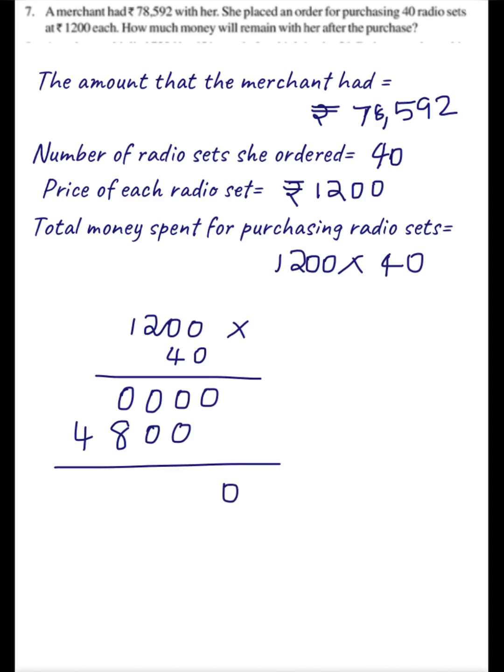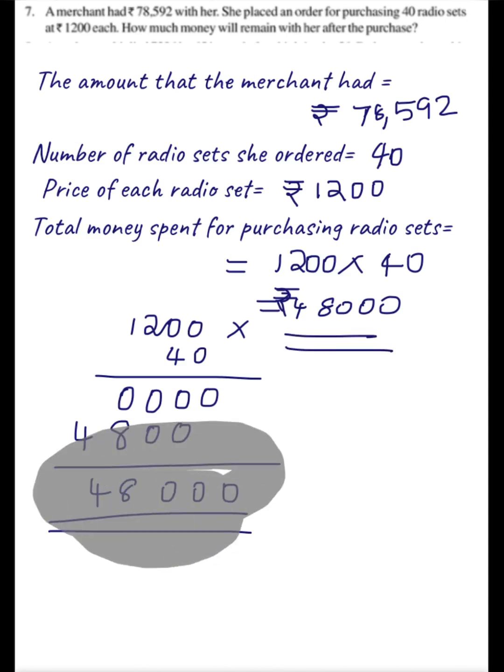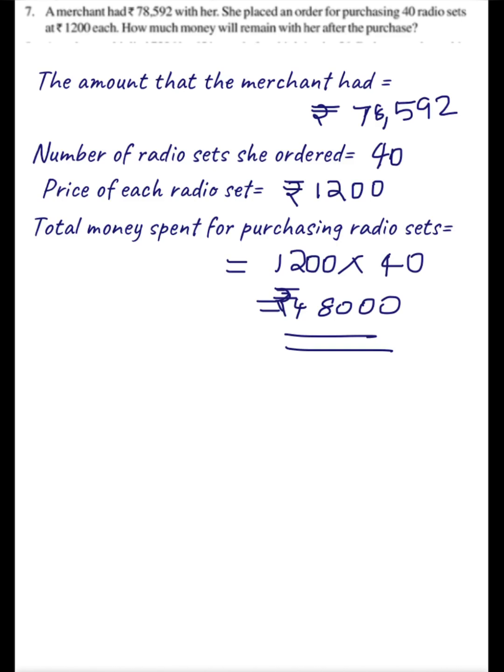Okay. So what will be the answer? 0, 0, 0, 8, 4. So what you have got? You will get it as 48,000. So this will be equal to rupees 48,000. But the question is not that one. What is the question? Question is to find the money that will remain with her after the purchase.